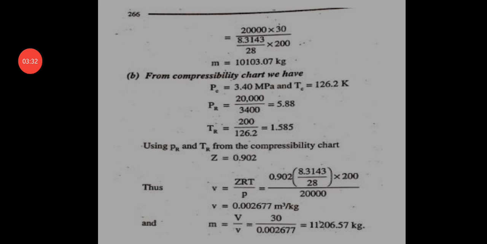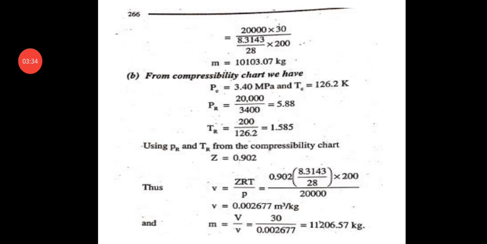Now what we have got: reduced pressure PR is 5.88, or you can say 6, it is very close to 6. And TR is 1.598, or about 1.5. So with 1.5 for TR and 6 for PR, we will find out the value of Z from the chart.